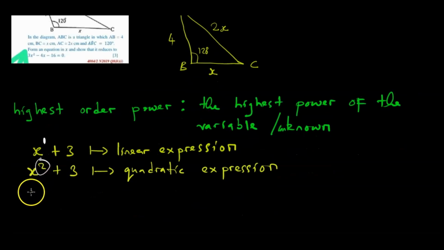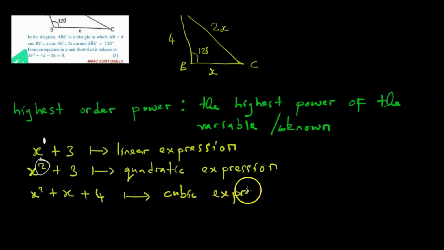If we assume it was, for example, x cubed plus x plus 4, we look at the highest power, the 3, and we now have what? A cubic expression. And the term cubic refers to 3. Why do I say this? Because we have situations where we have units in cubic centimeters. You see? So the term cubic means power 3. It refers to power 3.